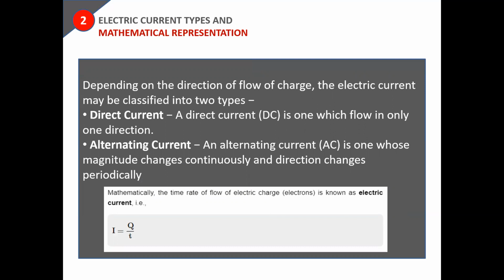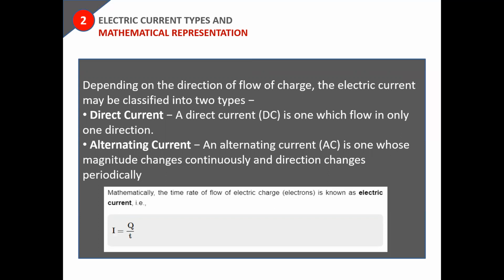Depending on the direction of flow of charge, the electric current may be classified into two types: direct current, DC, which flows only in one direction, and alternating current. An alternating current, AC, is one whose magnitude changes continuously and direction also changes periodically. Mathematically, the time rate of flow of electric charge is known as electric current, which is given by I is equal to Q by t.